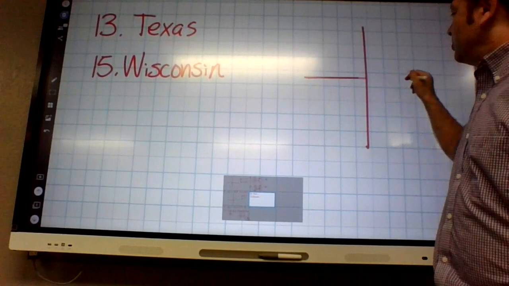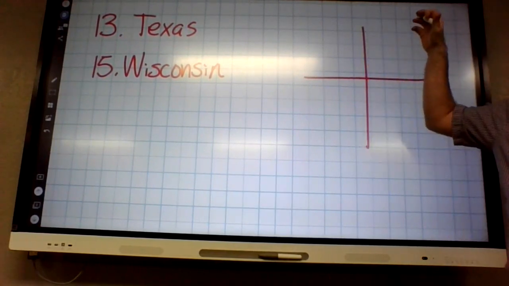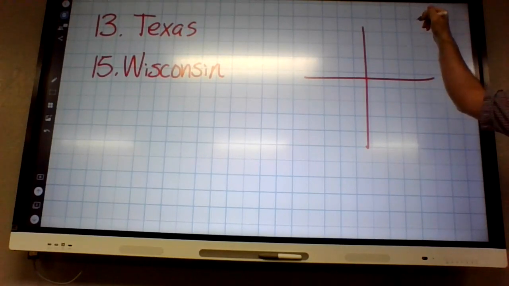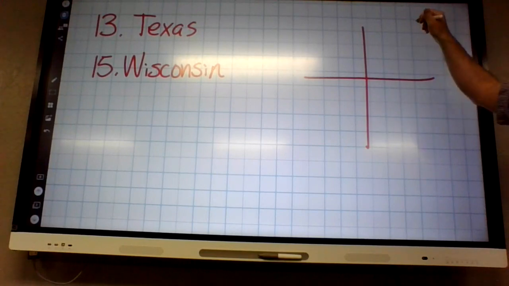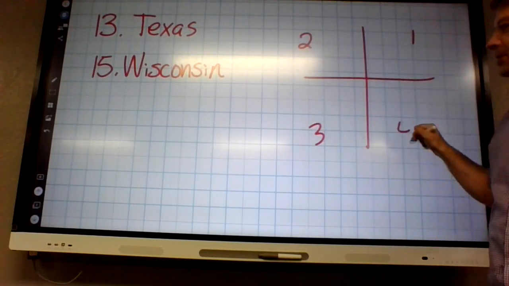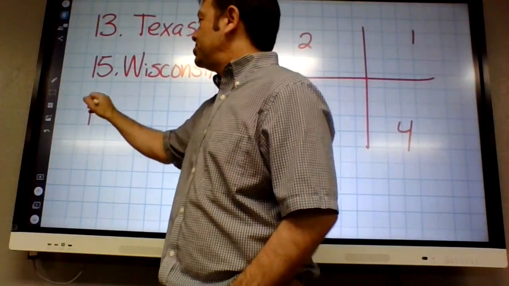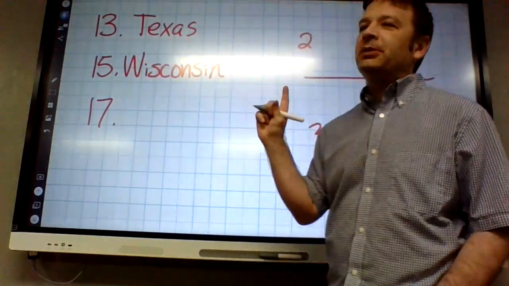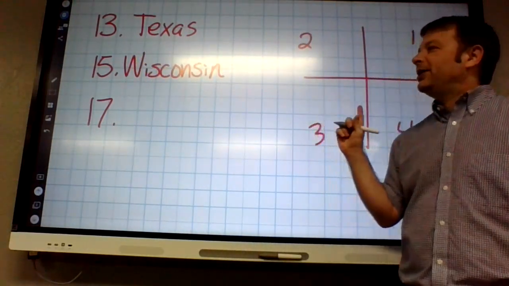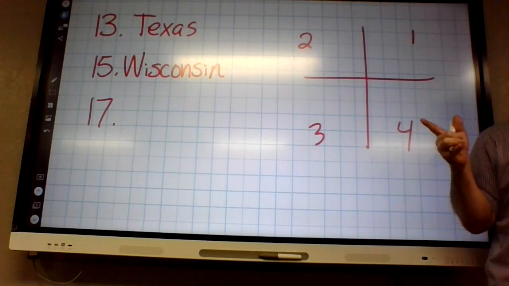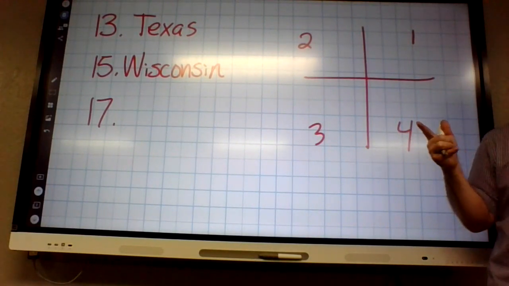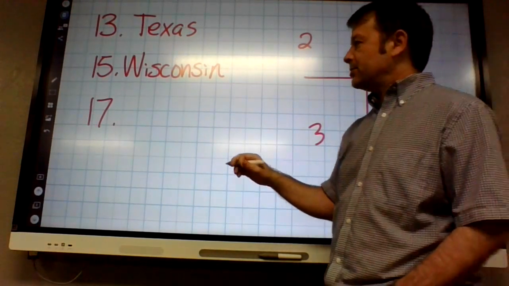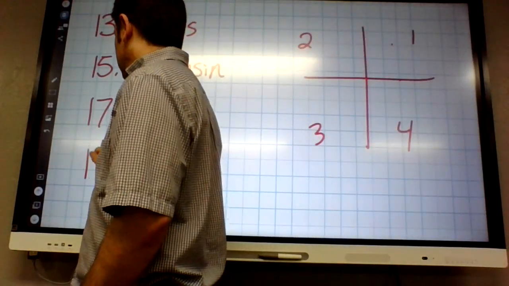Number 17. So, what were the quadrants, guys? Which quadrant has both coordinates positive? The top right. Yeah, if you go positive for the x, it goes right. If you go positive for the y, it goes up. So it's quadrant 1.